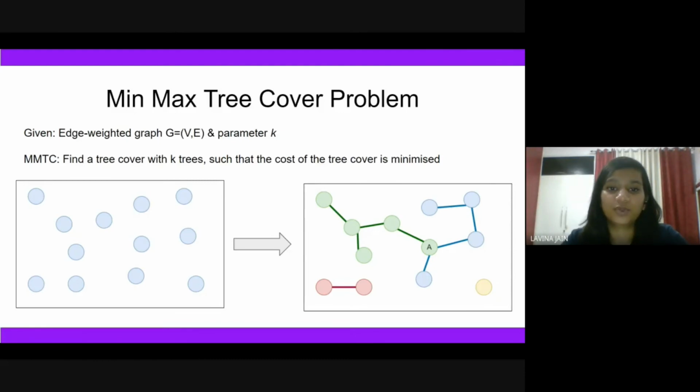One important point to note here is that we need to find a tree cover and not a partition. The trees can have overlapping vertices as well as edges, but each vertex is covered by exactly one tree. Like in the given example, the node A belongs to both the green and the blue tree in the cover, but it is only covered by the green tree.